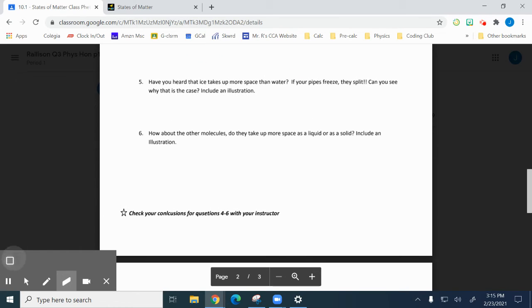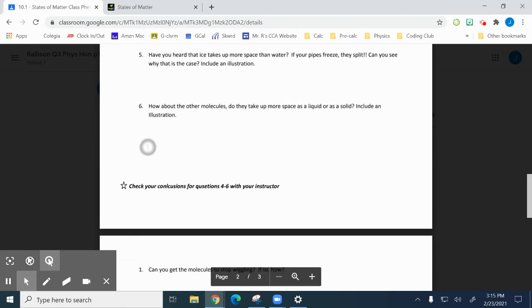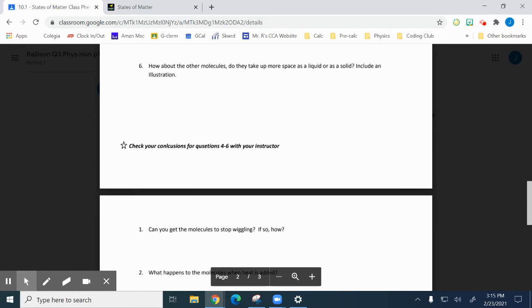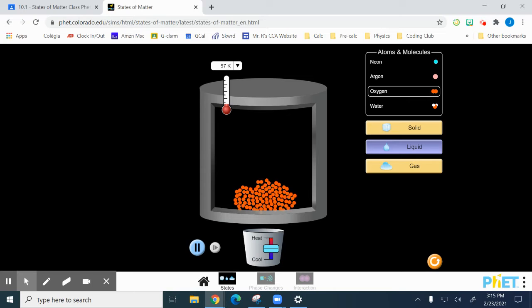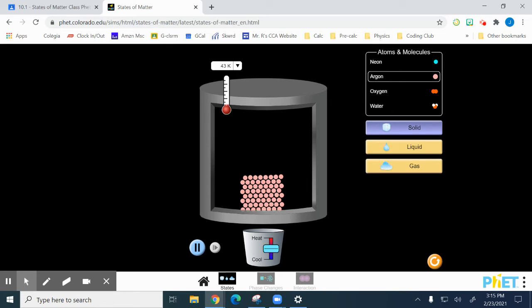So let's see what else in this lab. What about other molecules? Do they take up more space? So let's do that. So here's liquid, and there's liquid oxygen. And if we have solid oxygen, does that take up more space or less? Well, it actually takes up less space, doesn't it? That's just nice. I mean, this is more spread out as a liquid, of course, but the volume it takes up is actually less as a solid. Give me the same thing with, there's our liquid.